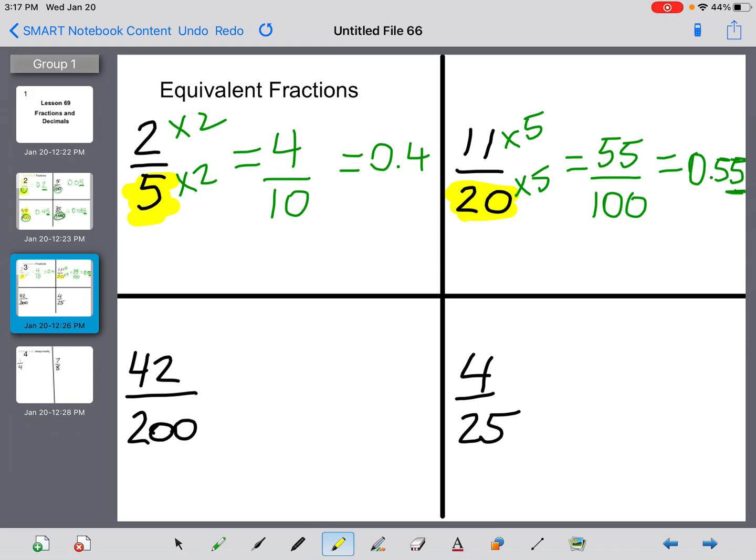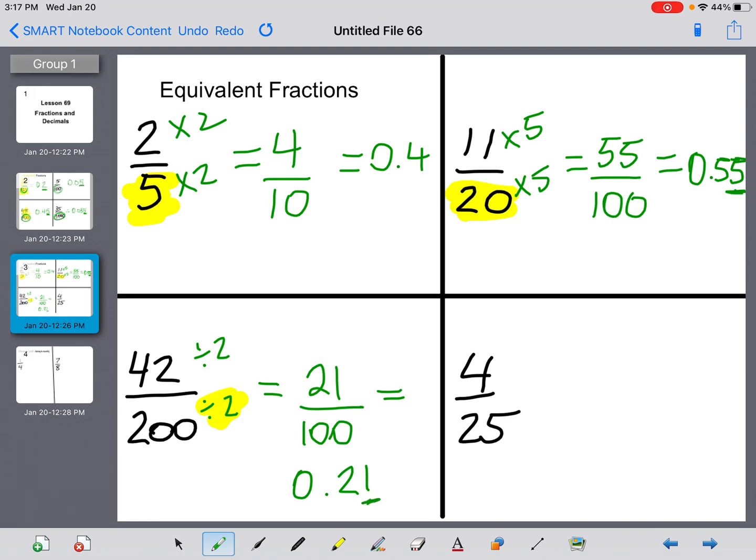All right, 42/200. What we can easily do is take that 200 and divide it by 2 to get the nice denominator of 100. So sometimes you can actually even divide to get one of those nice numbers. And we can divide the top by 2 as well. So we end up with 21/100. So then we end up with 0.21, with the 1 in the hundredths position.